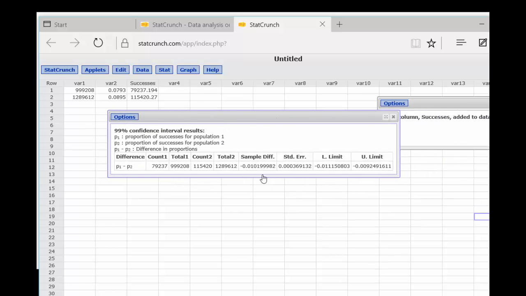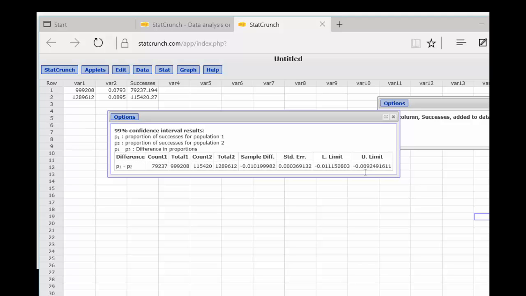And we can see in these results we've got the difference between the two samples, and it's negative because the second proportion is larger than the first. It's just about 1%, 0.0102. And even for the 99% confidence interval, which you normally would expect to be very wide, this one's pretty close. Lower limit is minus 0.0112, rounded to 4 decimal places. Upper limit is minus 0.0093, rounded to 4 decimal places.